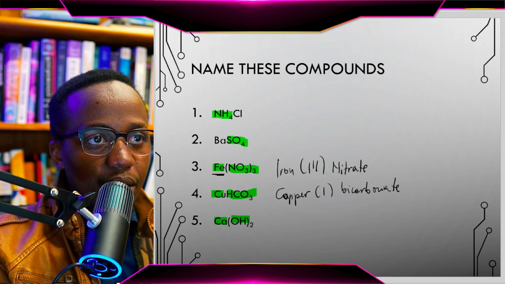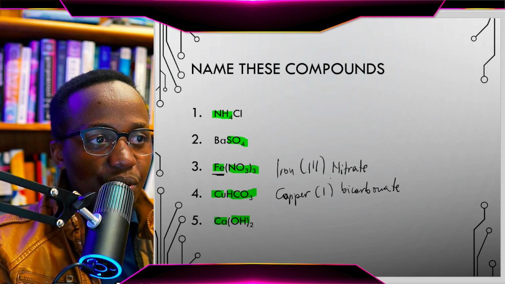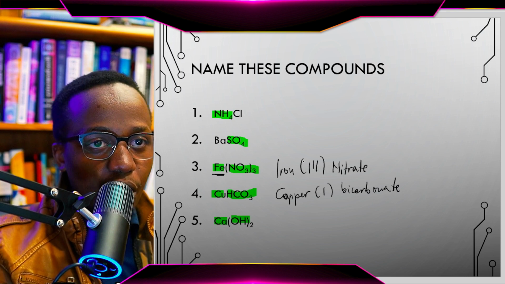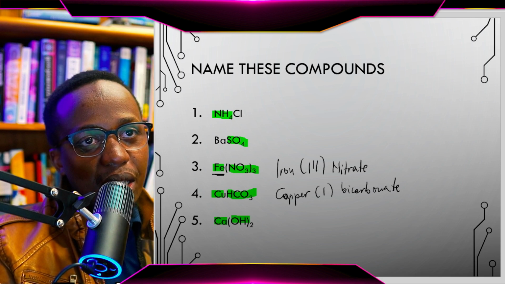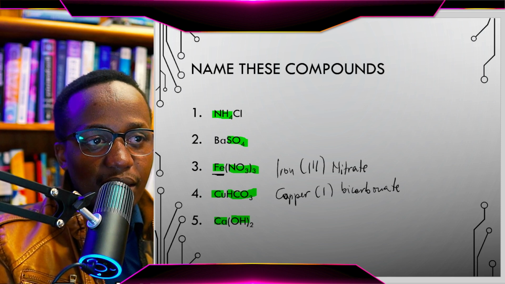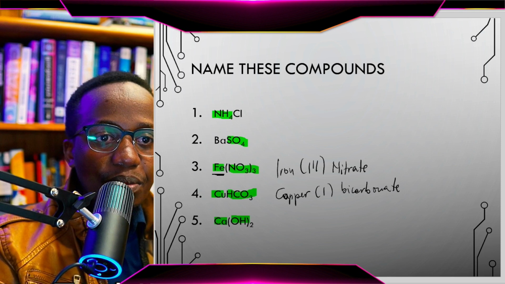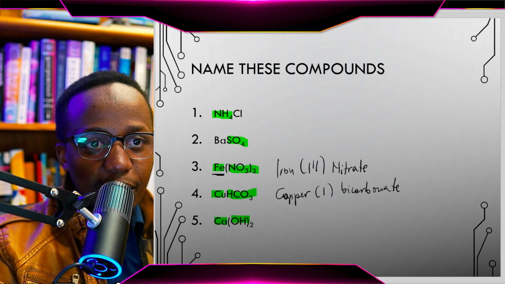So whenever the metal is a transition metal, you have to specify what charge it is. All right, so that's how you name all the ionic compounds, and I'm going to give you a few exercises on how to name these. Now let's go to naming.